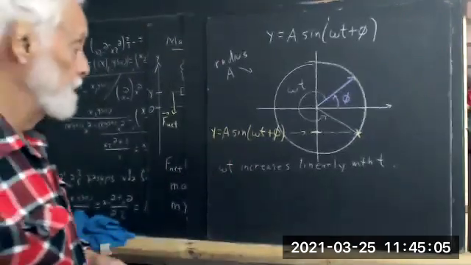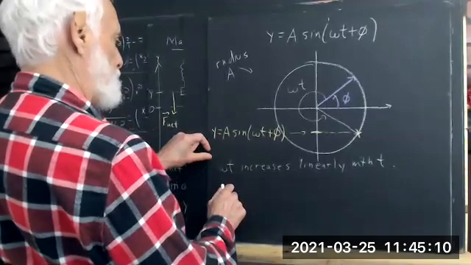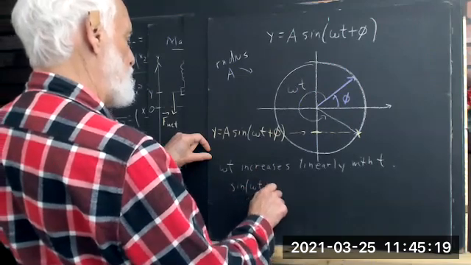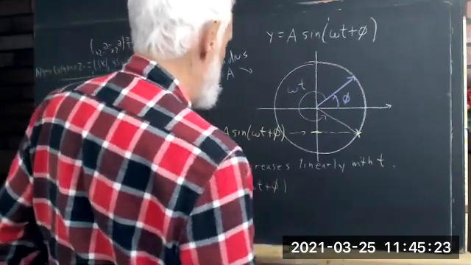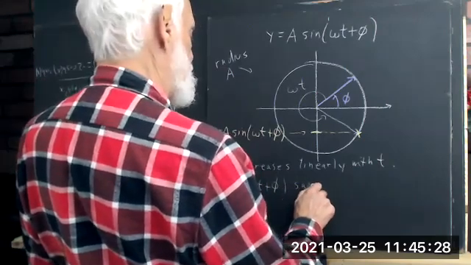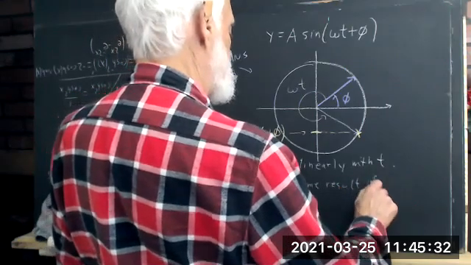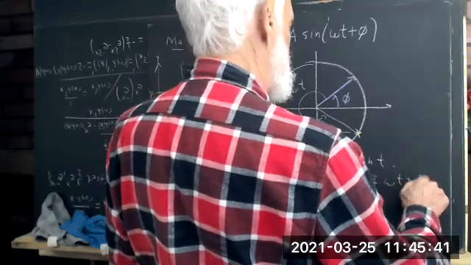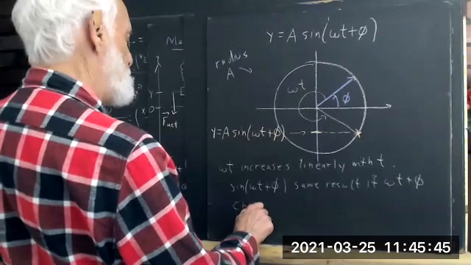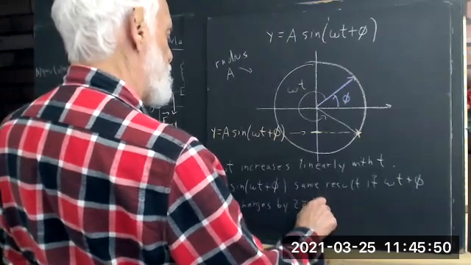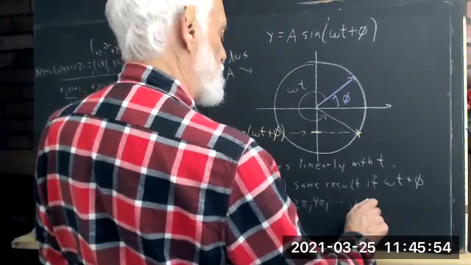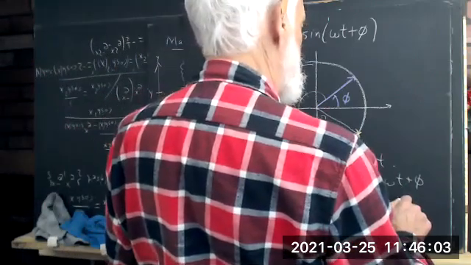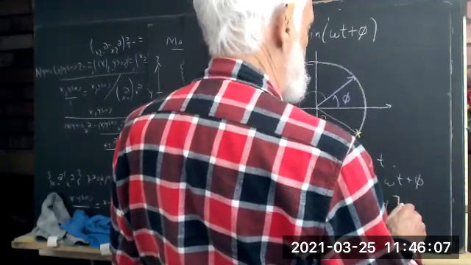Let's say it increases linearly with t. Sine of omega t plus phi gives you the same result if omega t plus phi changes by 2 pi, 4 pi, etc. That is, by 2n pi.